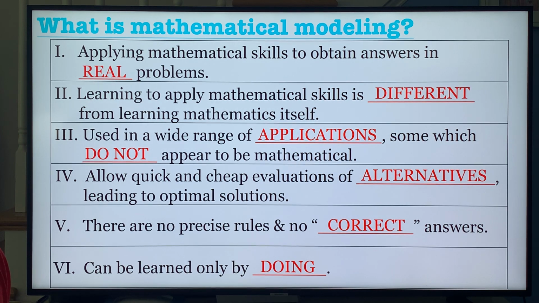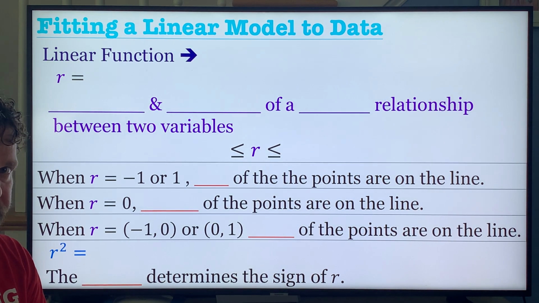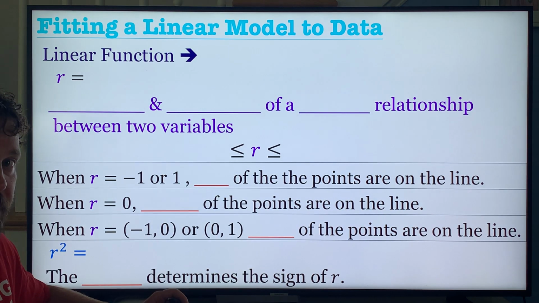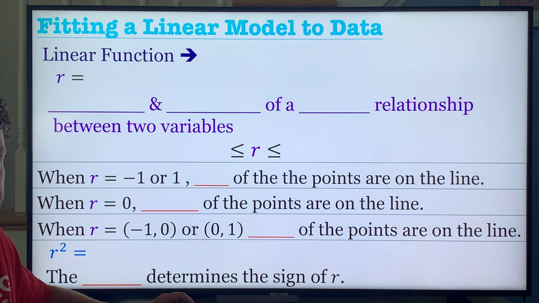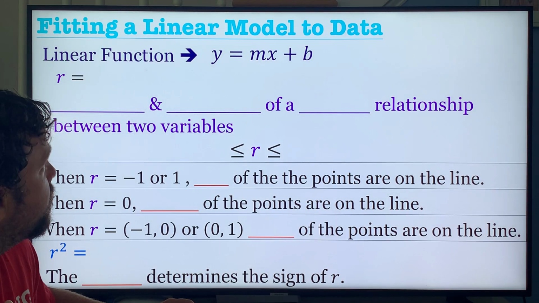So, ready to go to step 2? Now, first thing we're going to do is fit linear models to data. A linear function. The word linear means what? Line. Do you remember what a linear function looks like? If you said y equals mx plus b, you just did this not too long ago. You put it in slope-intercept form.